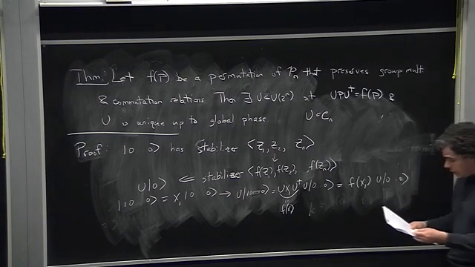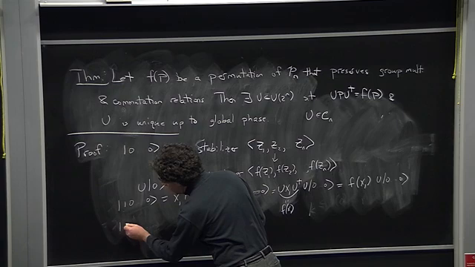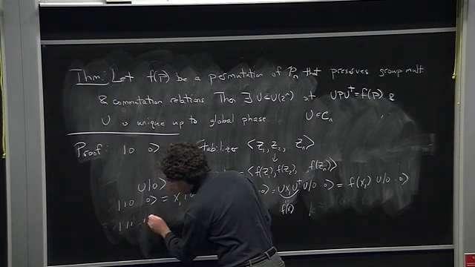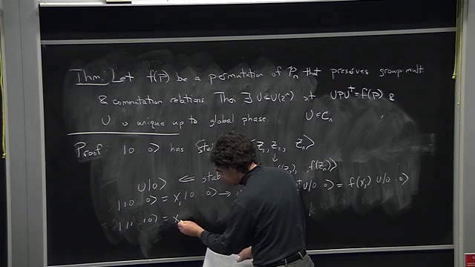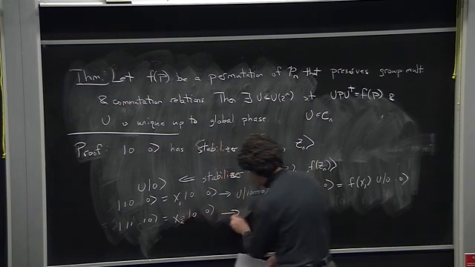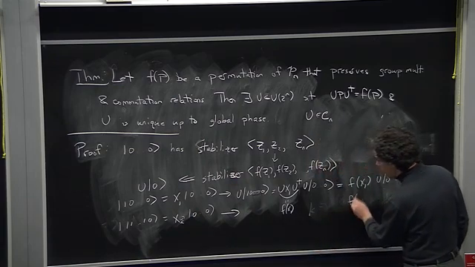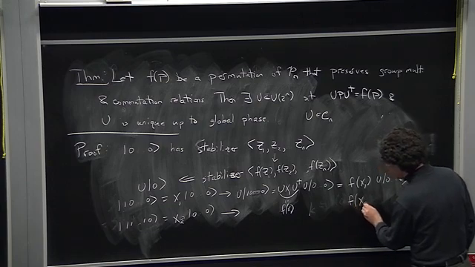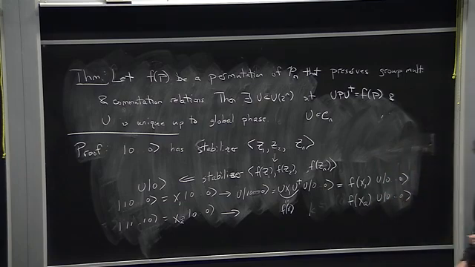And similarly, if we have any other basis state, we're going to get some Xs here, and that's going to get mapped to F of this other X Pauli operator applied here.